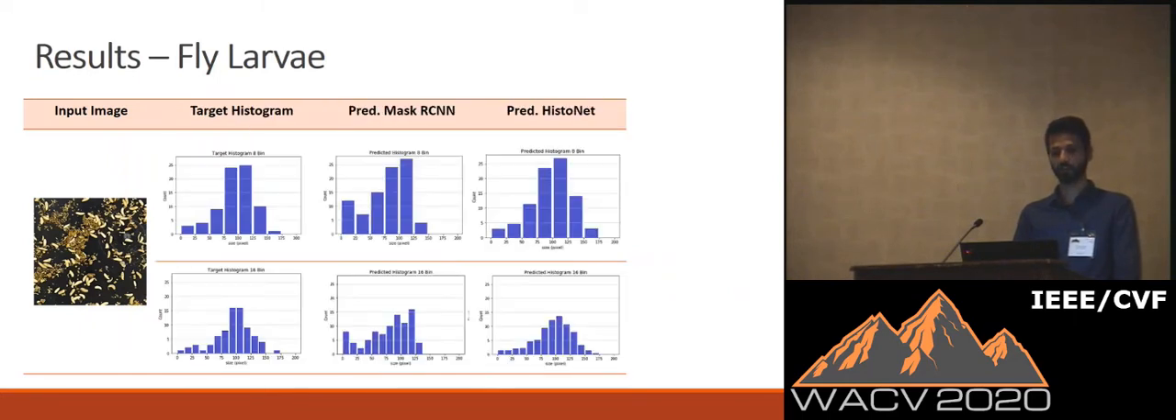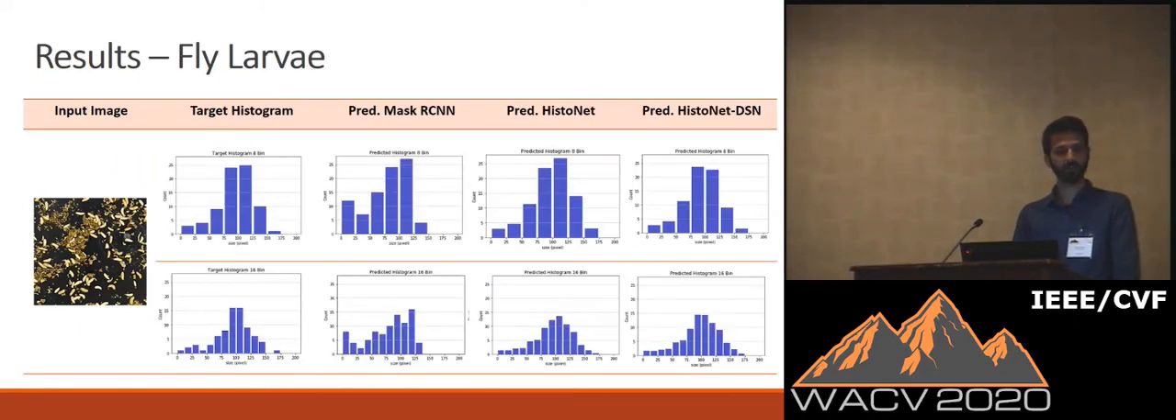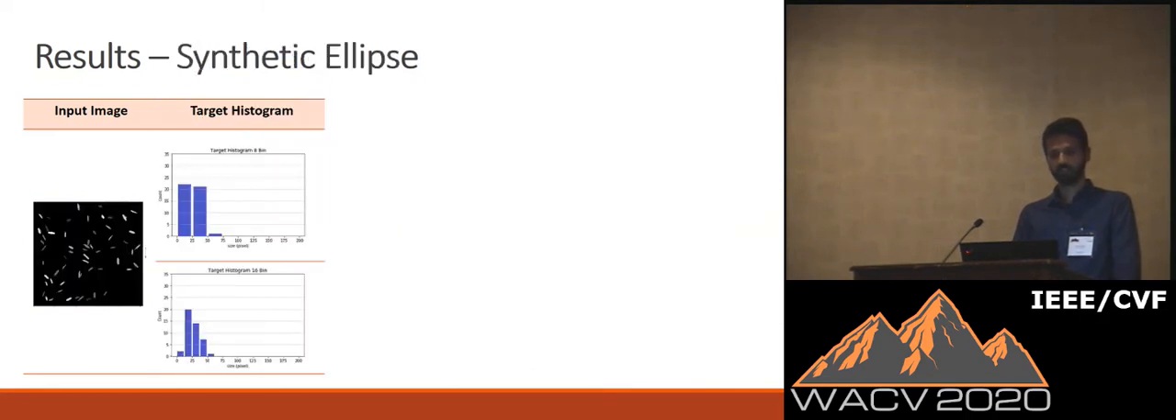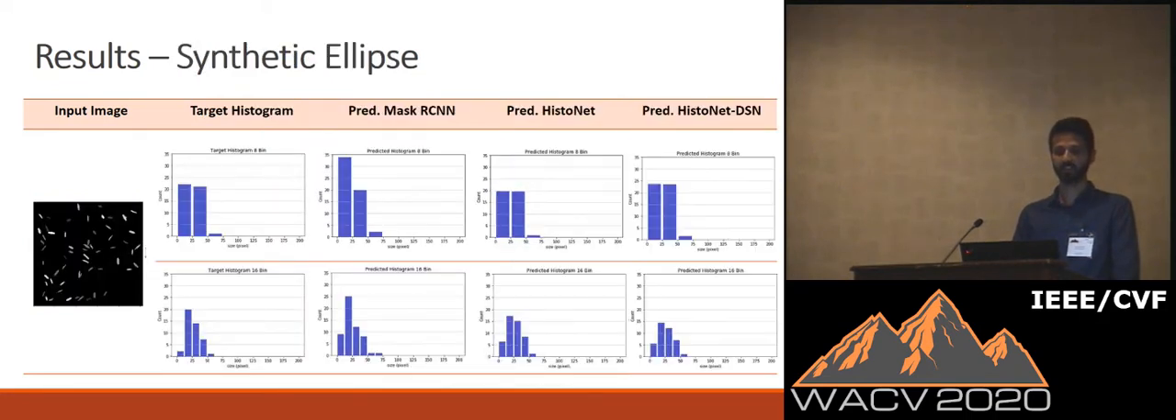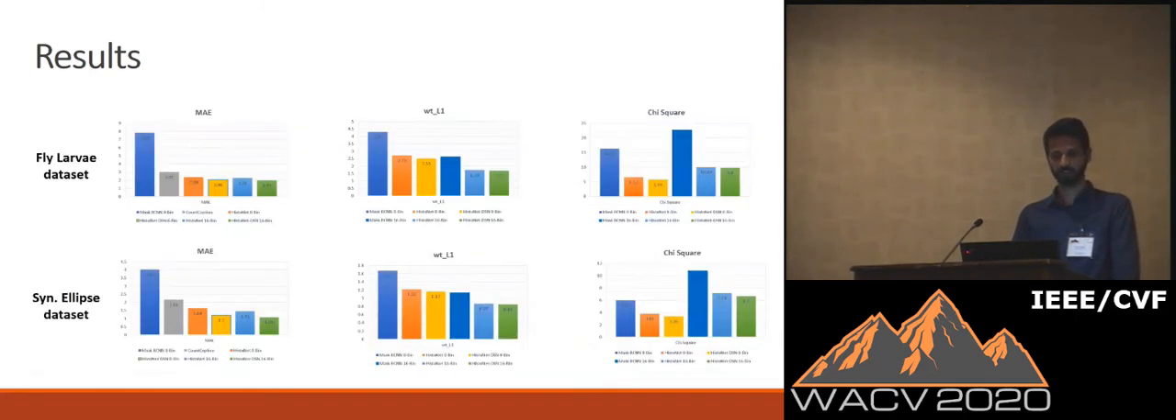Here we show our result on the fly larvae data set. As you can see, Mask RCNN sometimes over-predicts and under-predicts sizes, while our method and its deep supervised variant really capture the shape and scale of the histogram while having 85% fewer parameters. Similarly, our method captures the scale and shape of the size histogram better than Mask RCNN for the synthetic ellipse data set, showing robustness to size variation.